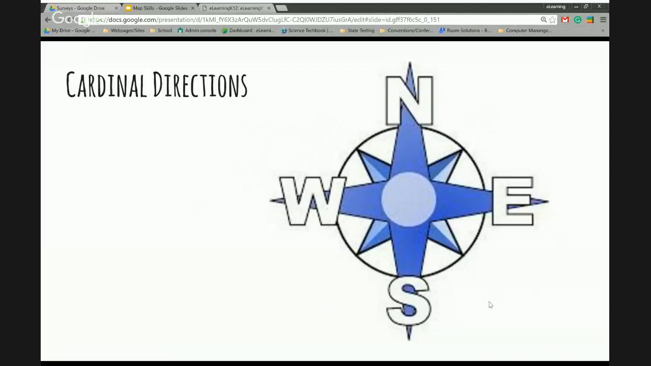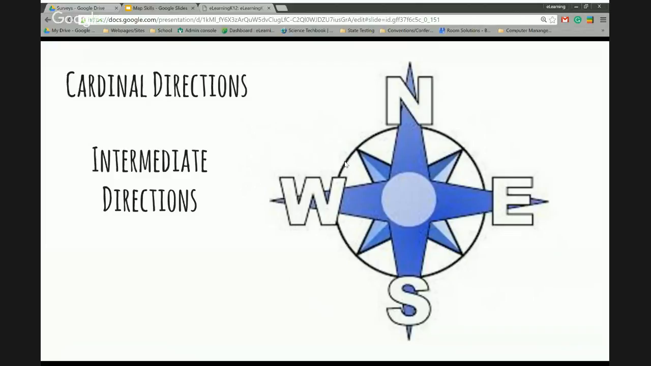Do y'all know what this was called? This is the compass, you're right. And these are the cardinal directions. But in between, right here, there's some other ones. Y'all remember what they call? What he just said: northwest, southwest, southeast, northeast. They're called intermediate directions. That means that they're in the middle of two main directions.